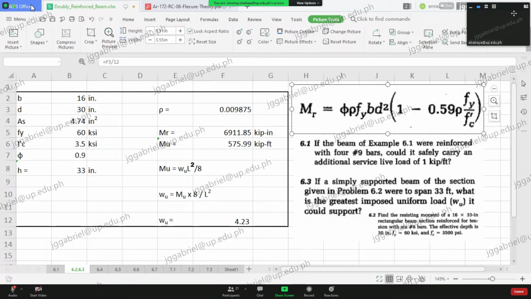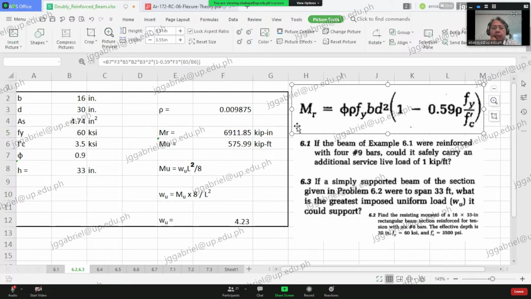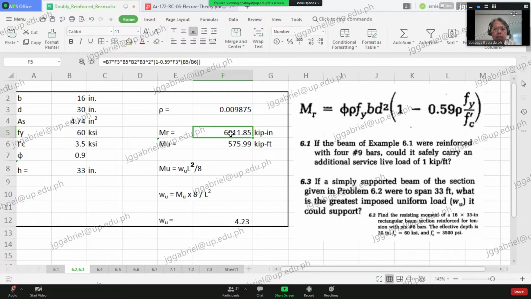Okay. So 6.2, we find the resisting moment. So how do we find the resisting moment? Of course, same formula. Ito pa rin ang formula natin. So b is 16 inches. Ito yung 16 by 33. This is your h. So take note, your d is different from your h. Now, d is the effective depth. That's the center line of the reinforcing bars.